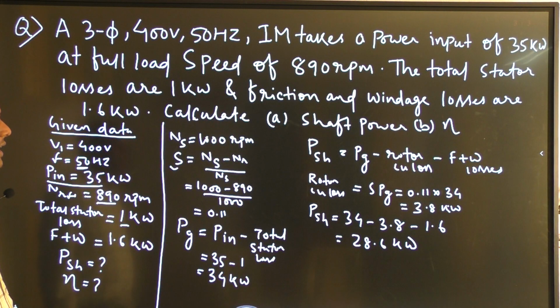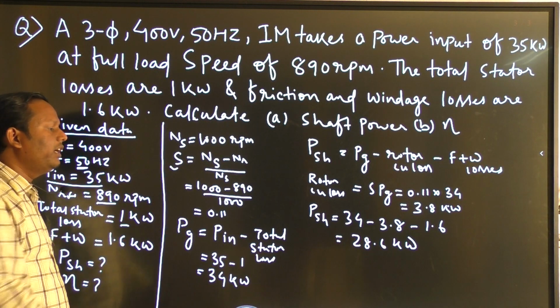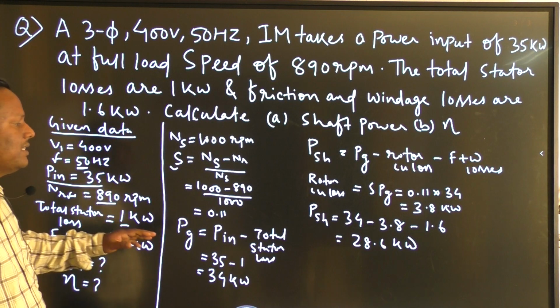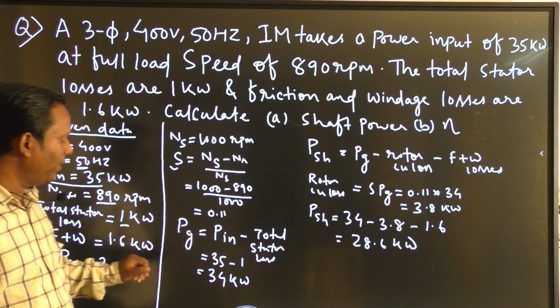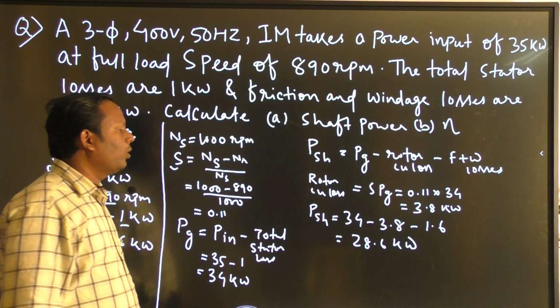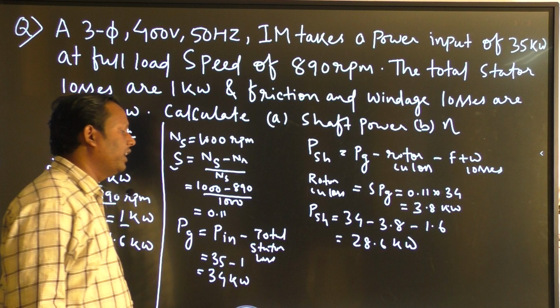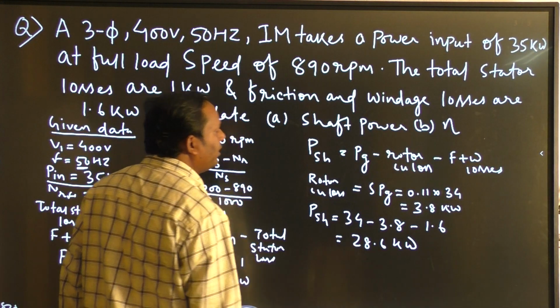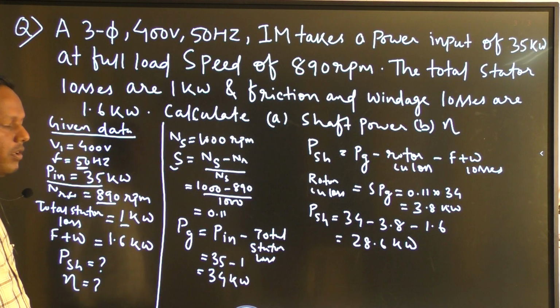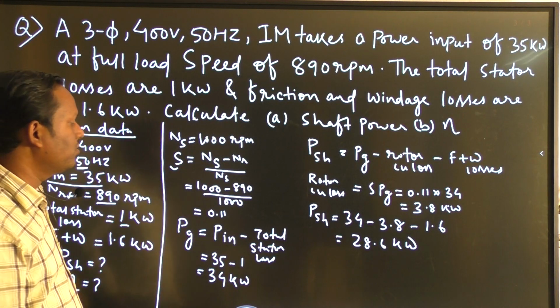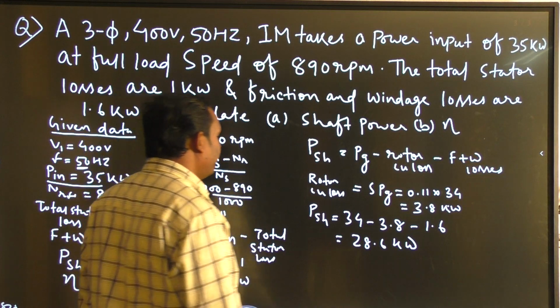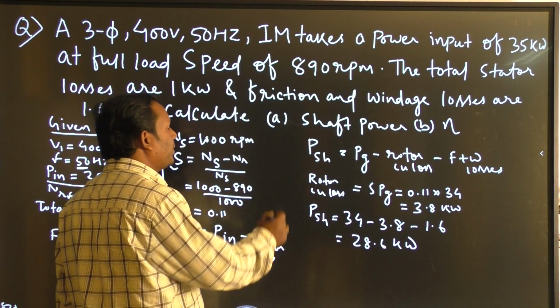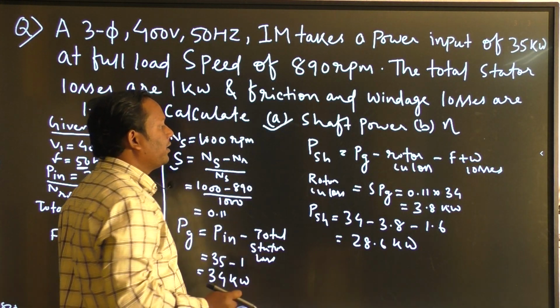How we find the rotor copper loss? It is equal to S into PG. Slip, we already determined, is 0.11. Slip into rotor power input or air gap power. This will give the rotor copper loss, which is around 3.8 kilowatt. Then finally the shaft power, with the formula mentioned here, PG minus rotor copper loss minus friction and windage losses, will come around 28.6 kilowatt. So it is the shaft power, which is option A of the question.